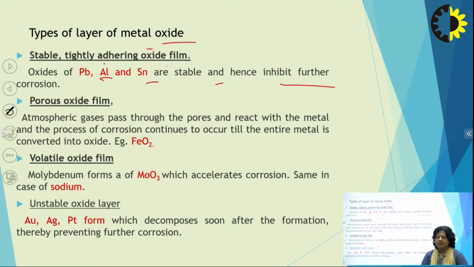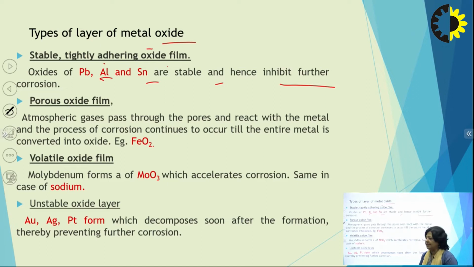So what happens? Suppose we have this metal surface, and it is completely covered by the oxide film. So no more surface is exposed, and when no more surface is exposed, it will protect against further corrosion, as corrosion is a surface phenomenon.